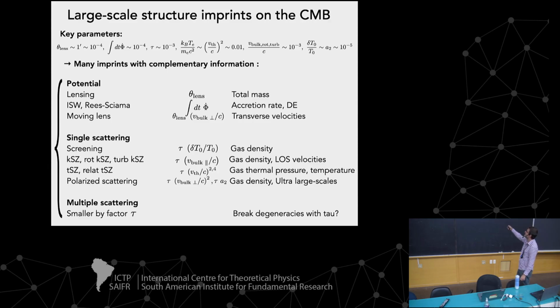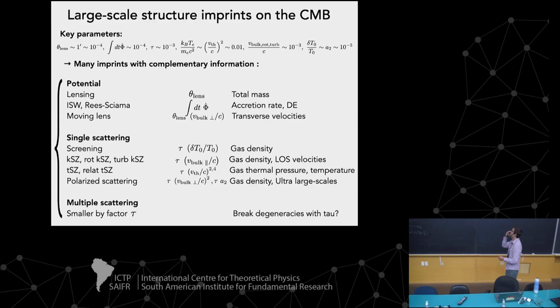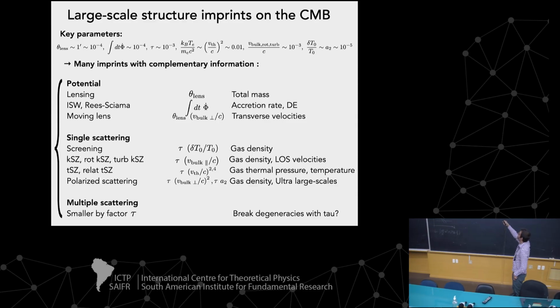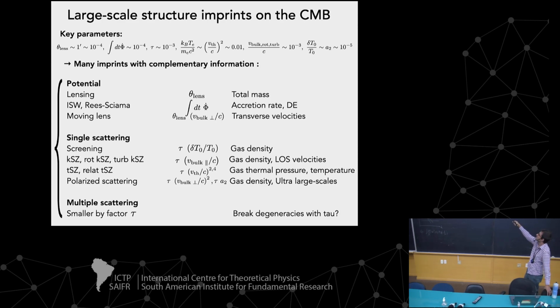If you keep this slide with you, you'll never be lost with the CMB secondary anisotropies. And the reason I put this slide together is because there's many different effects that you'll hear about. Some have to do with gravitational potential. So there's the effect of lensing, which you've heard about.